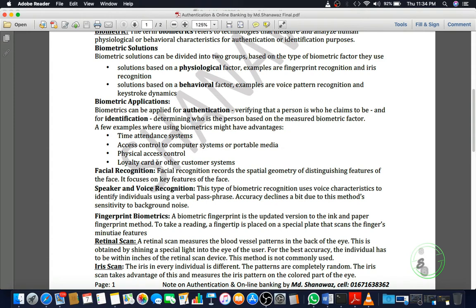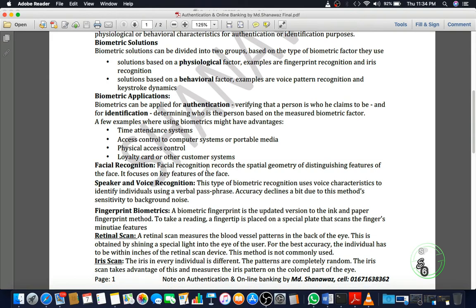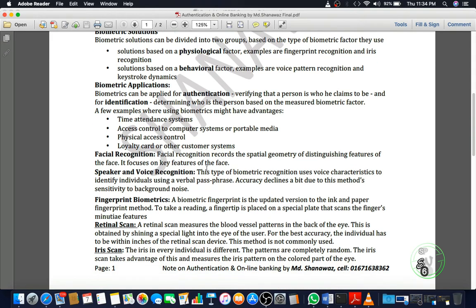Physical access control, loyalty cards or other customer systems. In super malls, they use loyalty cards to recognize the customers, so his points can be given, or he can redeem his points. So now the topics given here include some that are not given in the book in other chapters. So here you'll get all the topics together.